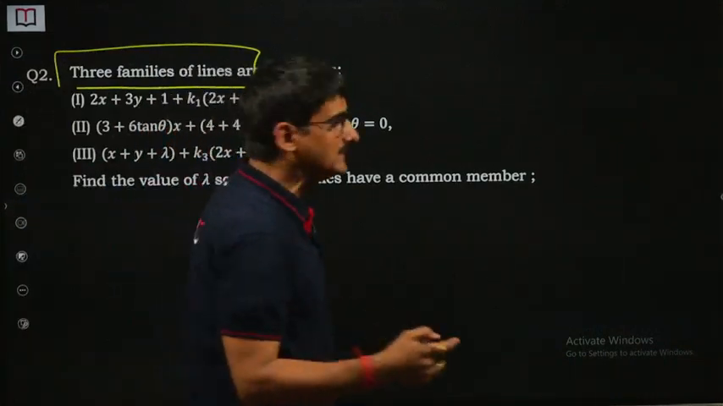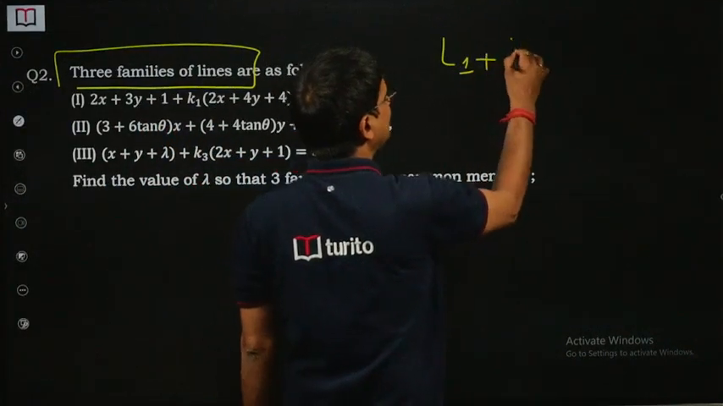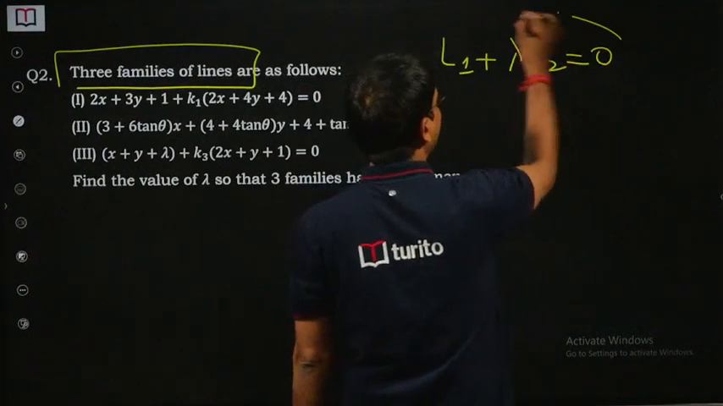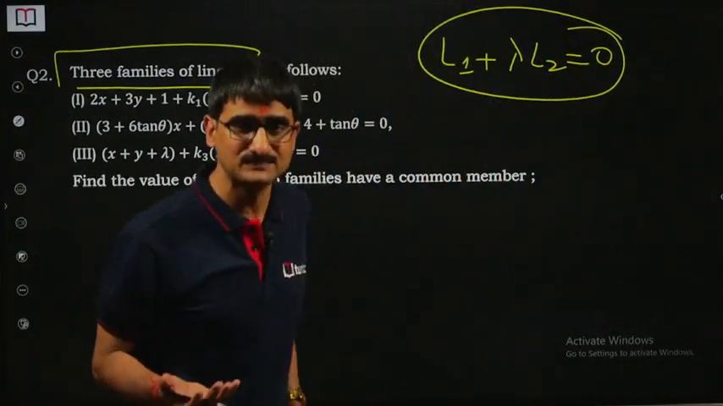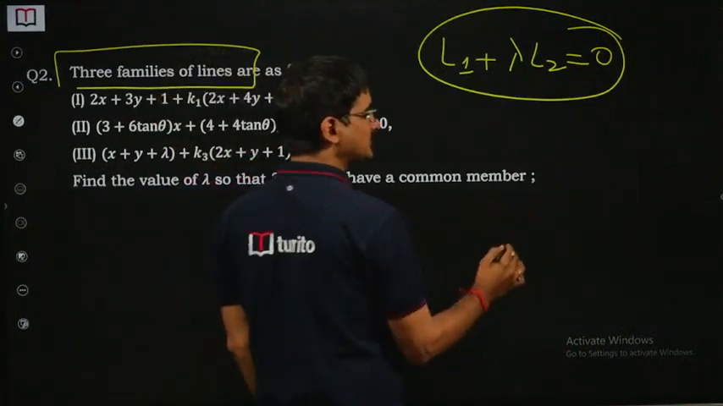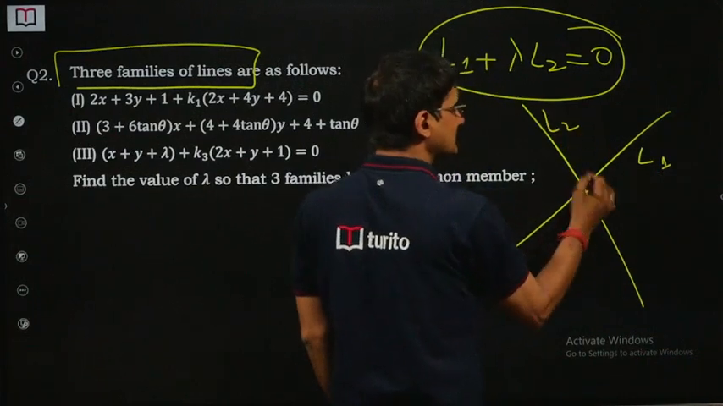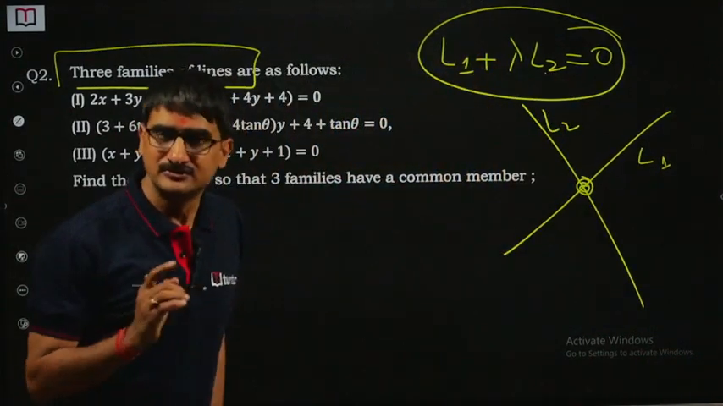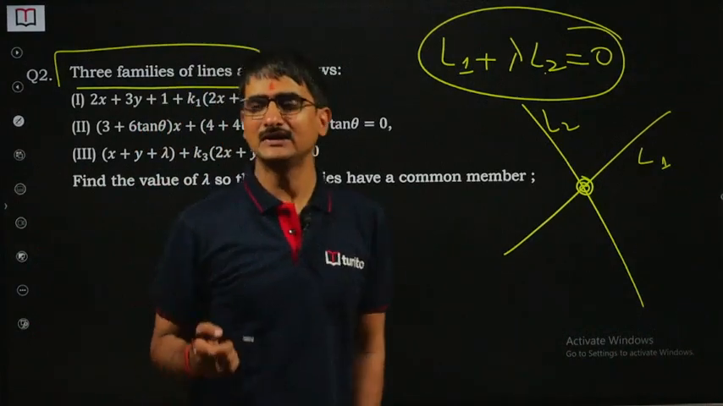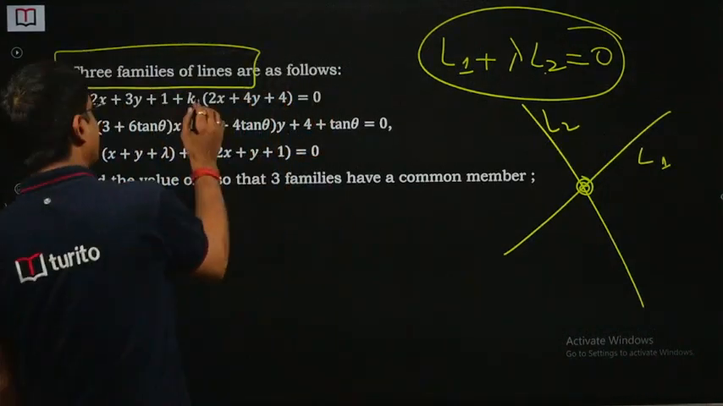We know in general L1 plus lambda L2 is the equation of a family of lines, and it represents those lines which pass through the point of intersection of two given lines L1 and L2. So all lines that pass through the point of intersection of two given lines L1 and L2. That's the case here.